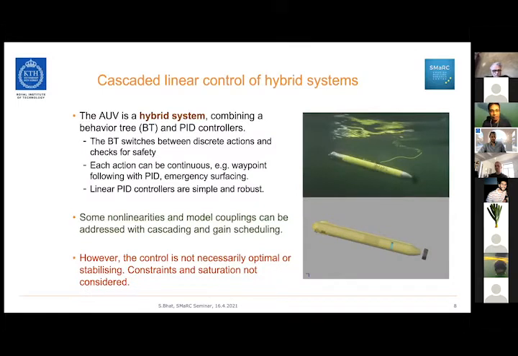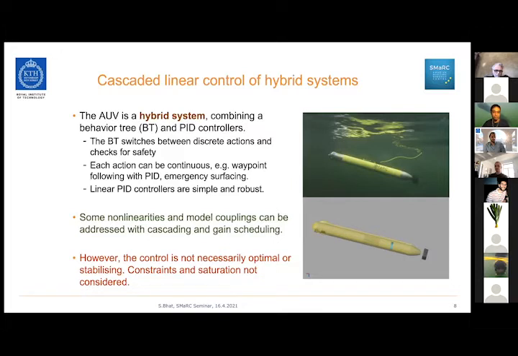So the AUV SAM is a hybrid system when we consider the control. We have the behavior tree that performs the decision making on board. It switches between discrete actions. So a hybrid system, in this case, is defined as on one side, you have discrete time, discrete actions, like from the behavior tree. And also you have very specific continuous time elements in that system.